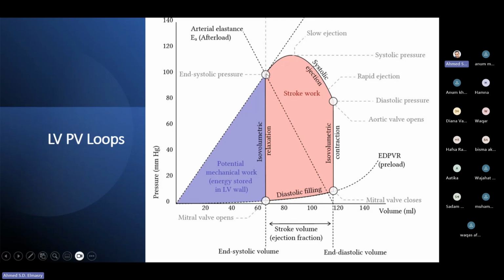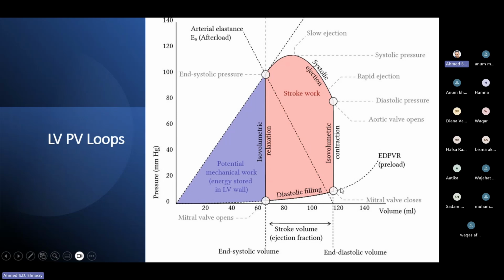and this might lead to pulmonary edema for the patient. And if this point has been increased upward, that means the afterload status of the heart has been increased, so it might affect the performance of the left ventricle, and it might lead to reduction of the stroke volume that should be ejected by the heart. So increasing the preload and or increasing the afterload will have consequences on the performance of the heart.